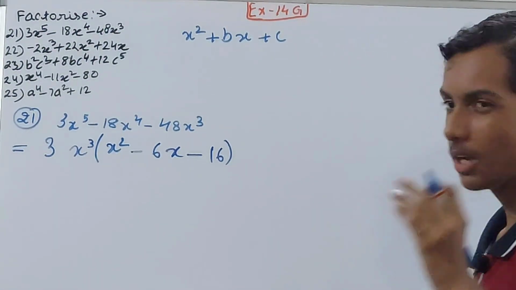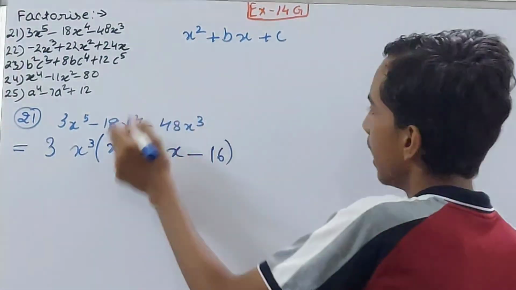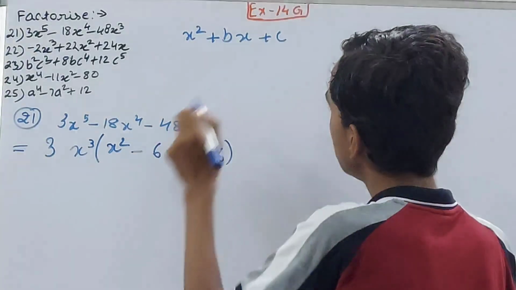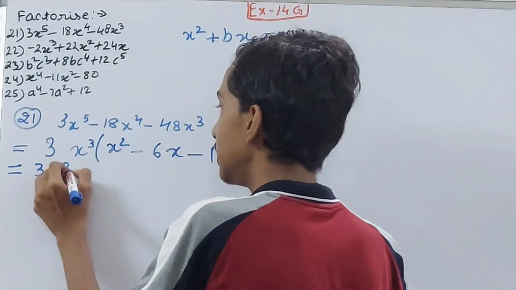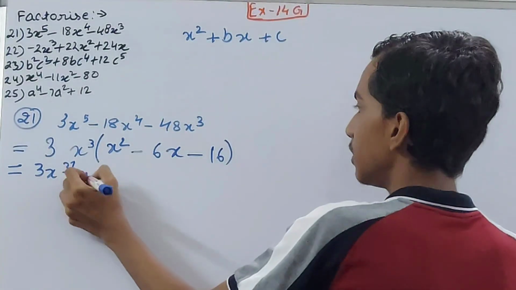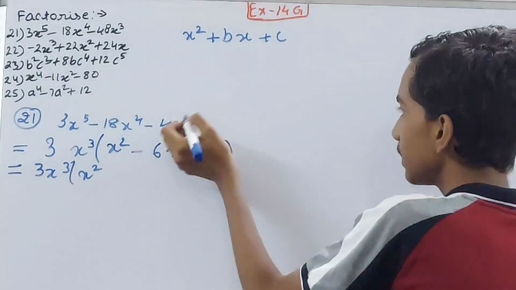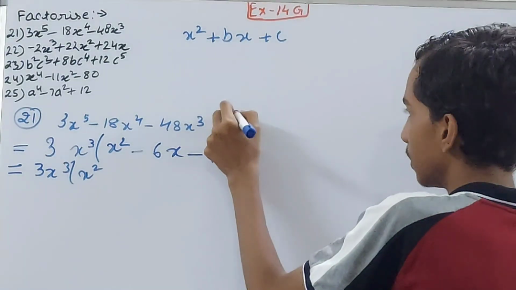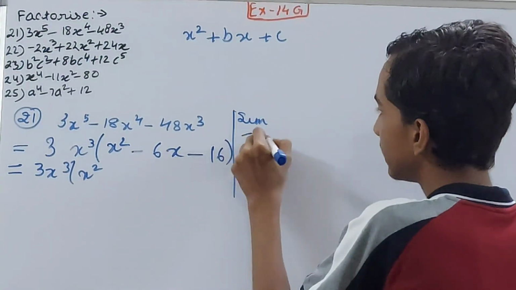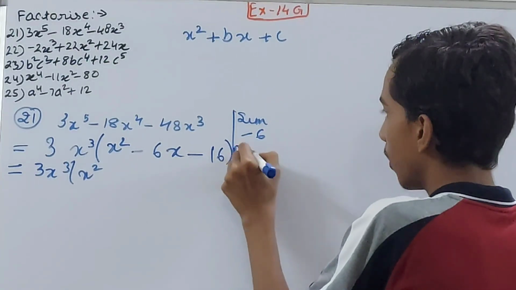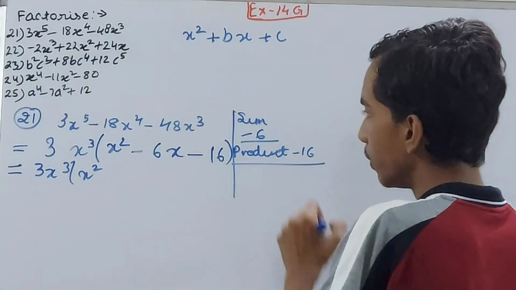So 3x cube we have taken common, and we have x square minus 6x minus 16, which is in the standard form, x square, bx and c, right? Now we can start the factorization process. See here, what is your condition? You have to break this in such a way that, first of all, the sum of the two has to be minus 6, and the product of the two has to be minus 16. These are the two conditions.